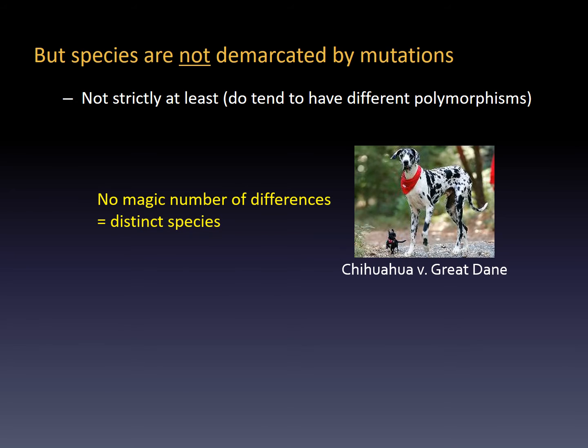So here's a Chihuahua. Oh my God, it's so small and cute. And a Great Dane. Oh my God, it's so big and cute. There's no magic number of differences that would make dogs distinct species. Here, Chihuahuas and Great Danes, they have a lot of genetic differences. They have clearly a lot of physical differences, yet they're the same species.